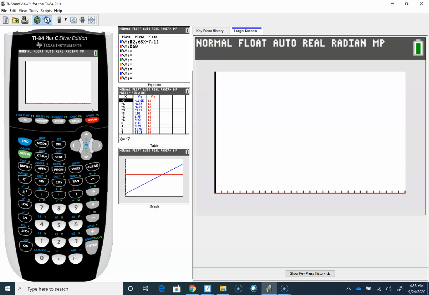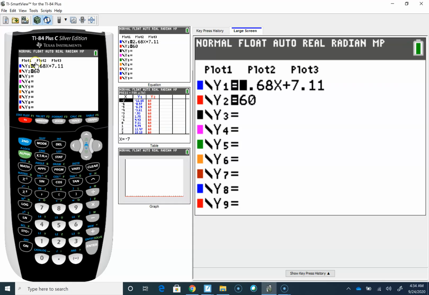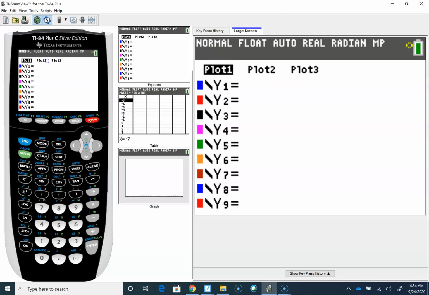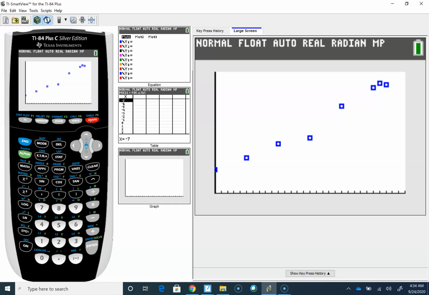And notice nothing graphed, so I need to go back to the y equal. If I wanted it to graph, I'd have to clear these out, and I'd have to put my plot on. So I'm just going to do that. I know that I don't think the problem asked for that, but just to give you a little extra practice, because this will be on your test. That's what it plots out to be.